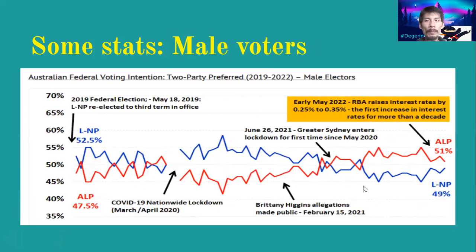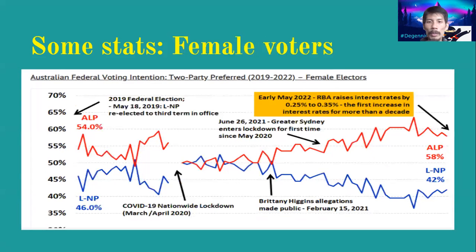If we go into the same period for the male voters, it's a lot more even. Back in the 2019 elections 3 years ago, LNP was 52.5%, ALP 47.5%. Currently, Labor is slightly ahead among male voters, 51% to 49% for Liberal supporters. So it's pretty much 50-50 for the men. For females, it's always been more Labor leaning.